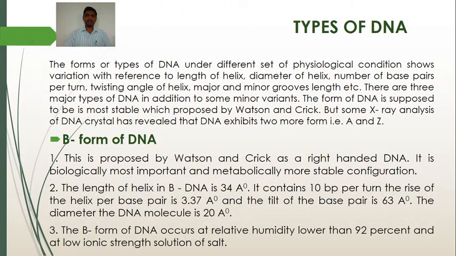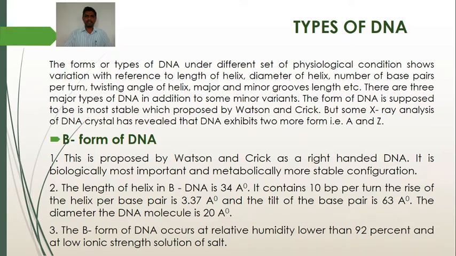Now the types of DNA. Various types or forms of DNA exist under different sets of physiological conditions. These different forms of DNA show variation with reference to the length of the helix, diameter of the helix, number of base pairs per turn, twisting angle of the helix, major and minor groove lengths, etc. There are three major types of DNA in addition to some minor variants.